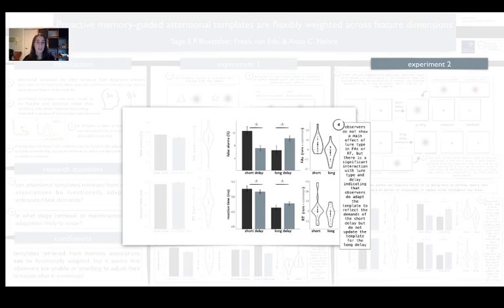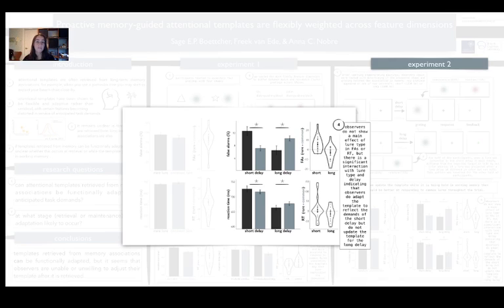Specifically, we find an interaction such that on trials where the grating appeared early, we do find the expected results. Participants responded faster and more accurately to common lures in the short delay trials. However, this pattern reverses in the long delay. Remember, what was a common lure in the short delay becomes a rare lure in the long delay. So observers continue to respond quickly and more accurately to the same gratings.